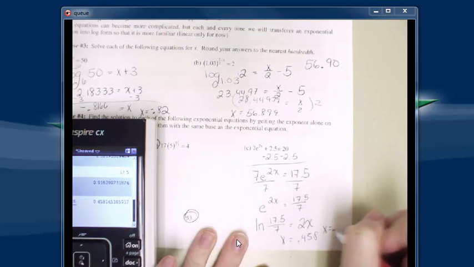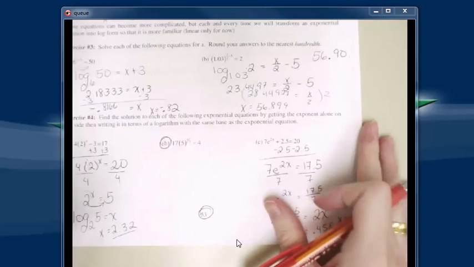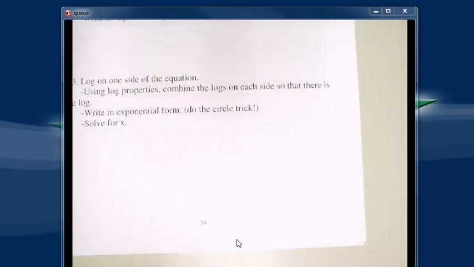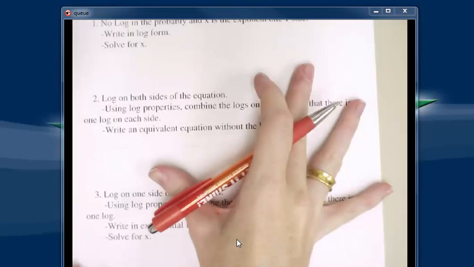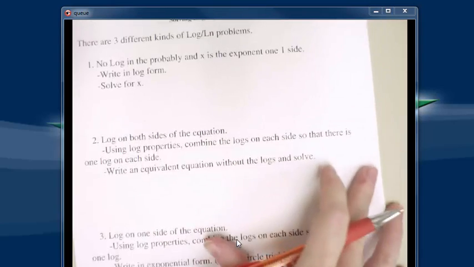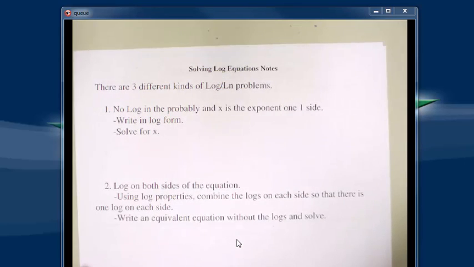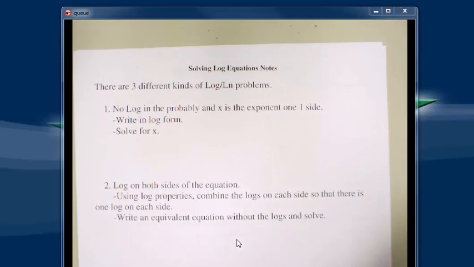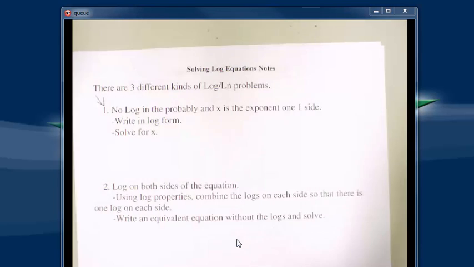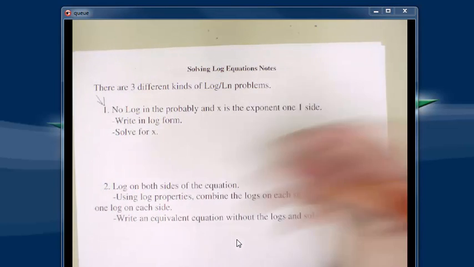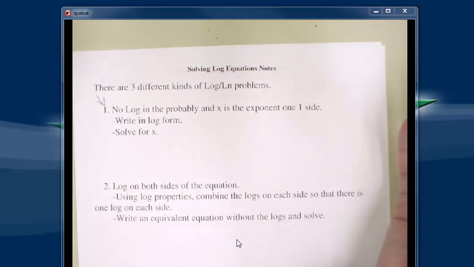So that will go 0.46. Okay, when I have these log situations, there's multiple ways they can happen. Well, there's 3. So what we just did was form 1. There were no logs, so I had to convert the exponential to a log, and I solved.